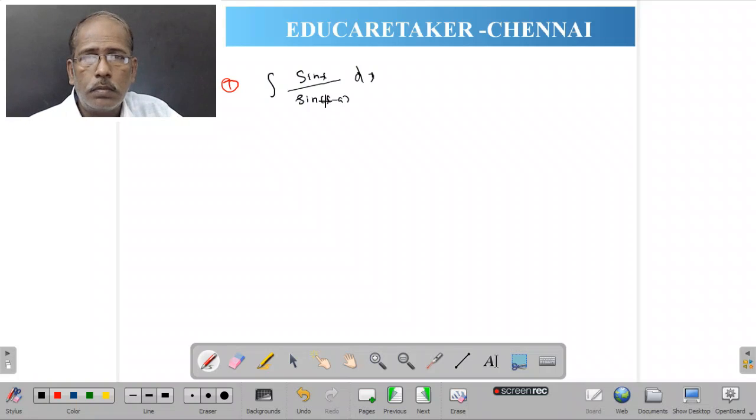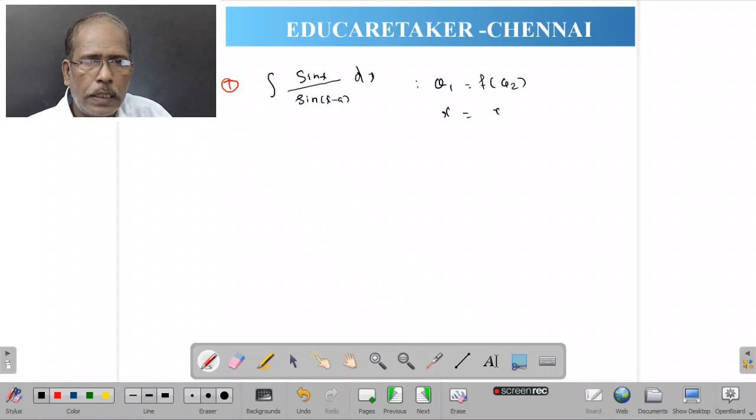What to do? The first angle should be written in terms of the second angle. Theta 1, the numerator angle, should be written as a function of the denominator angle theta 2. This is the concept. So theta 1 is x and theta 2 is x minus a. How to write theta 1? x should be written as x minus a plus a. Now we have written theta 1 in terms of theta 2. Now we can start.